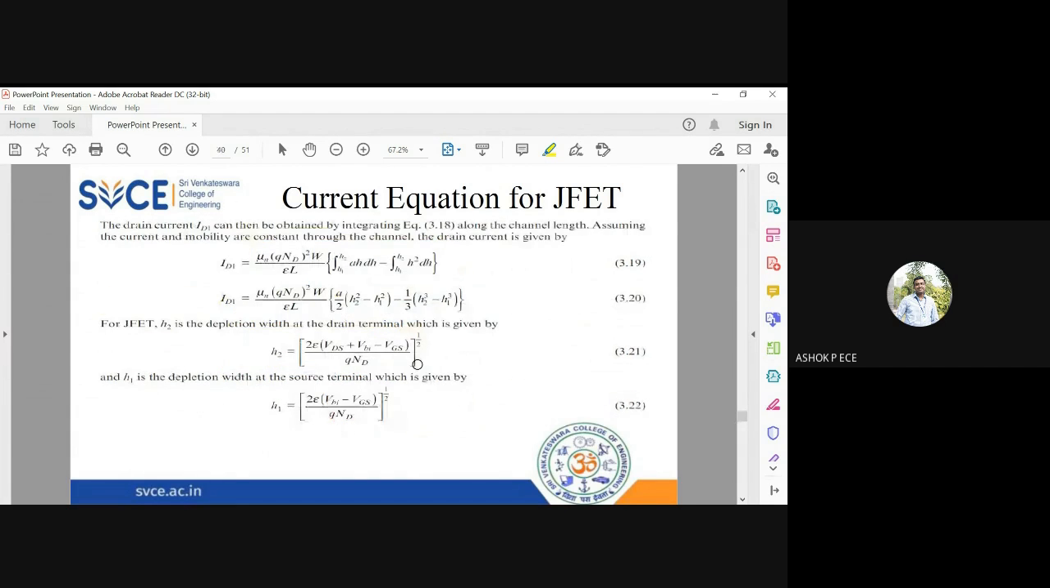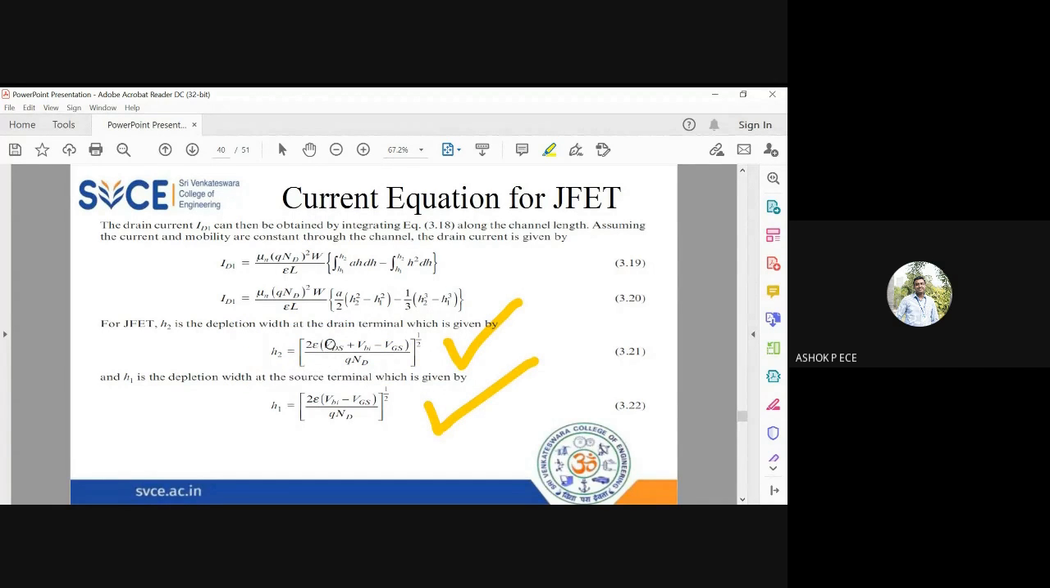Okay, now the integration. The integration of a h dh is a, take it outside, you get h square by 2, apply the upper limit and lower limit, minus the integration of h square, which is h cube by 3, apply the upper limit and lower limit. And we know the values for h1 and h2. H2, the depletion layer width at the drain terminal, is given by this one, and at the source terminal it is given by this one.